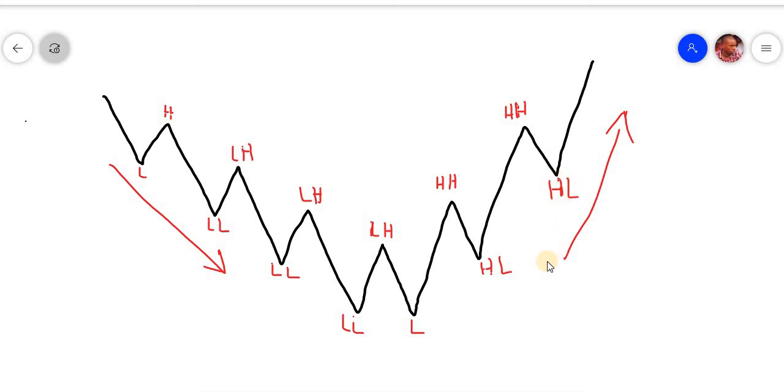Now I want to make the video very short. We know how downtrend continues to propagate and how uptrend also continues to propagate, but what I'm going to focus on here is a change of trend. At what point does the downtrend change to the uptrend? That is what I'm going to concentrate on.